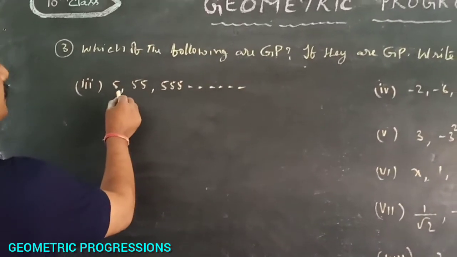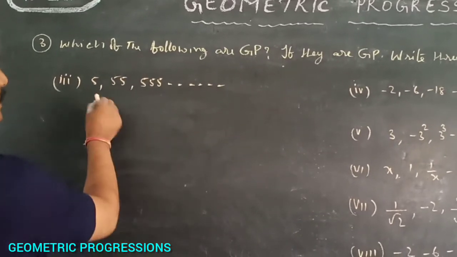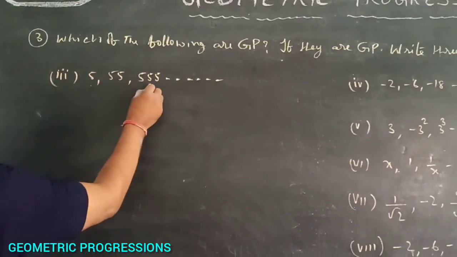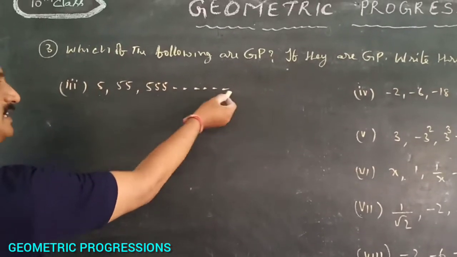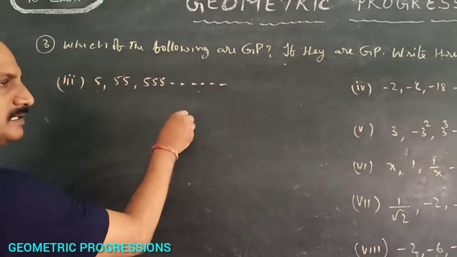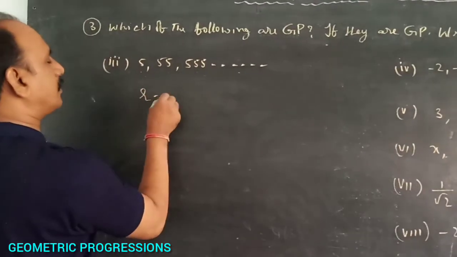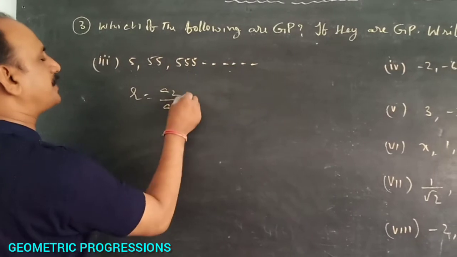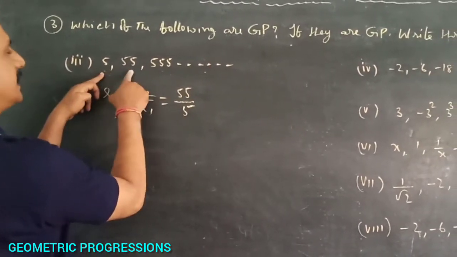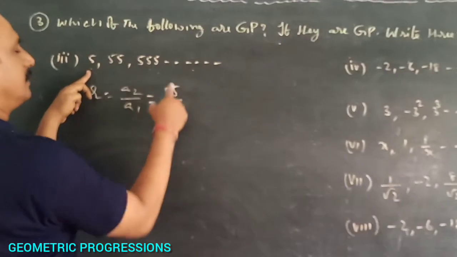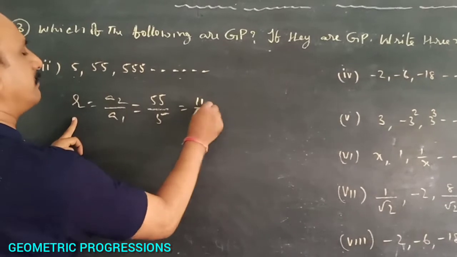Next question: is it in GP or not? If it is a GP, find the 3 more terms. So what is given? 5, double 5, triple 5 and so on. Is it in GP or not? If it is in GP, find the 3 more terms. The common ratio R is equal to A2 by A1. First term is 5, second term is 55, third term is 555. So R is equal to A2 by A1, 55 by 5, equal to 11 by 1.